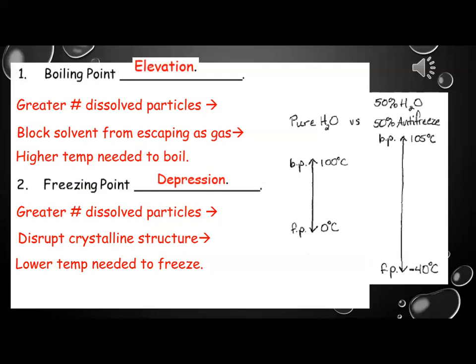When we put antifreeze in our car, what we're doing is we're taking that freezing point of water on its own at about 0 degrees Celsius. We can actually get that freezing point to decrease to negative 40 degrees Celsius, which is good because we have pretty cold weather here in upstate New York, and we don't want our motors to freeze up.